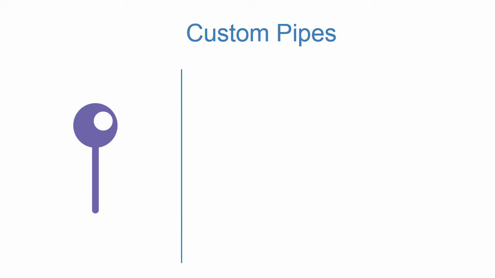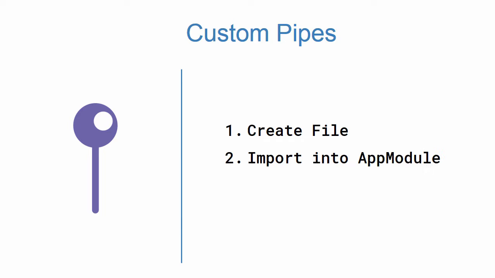In this video, we're going to see how you can go about creating your own custom pipes. To create a custom pipe, there are three main steps. First, we create our pipe file and define what our custom pipe should do. Second, we import our pipe file into our app module file and add it to our list of declarations. And third, we use our custom pipe name inside of our HTML file.